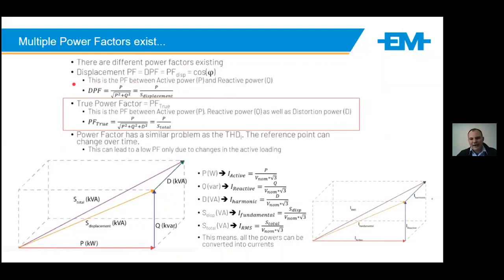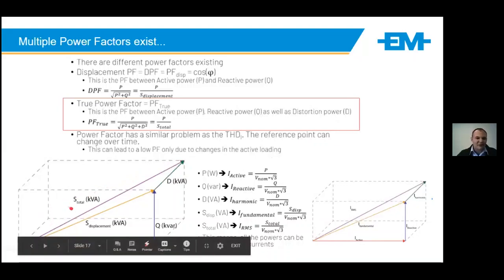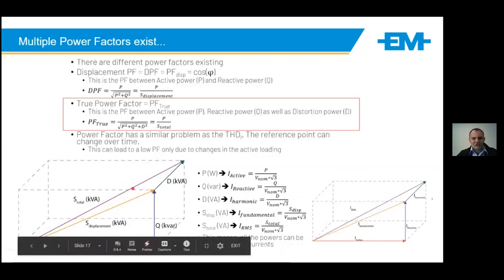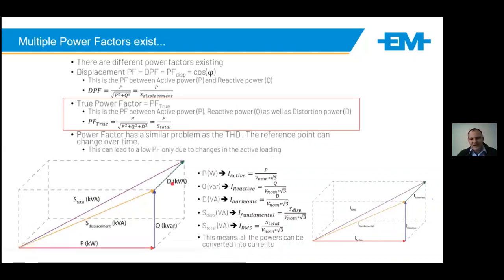In our world, and evermore as the invention of electronics continues, true power factor is between active power, reactive power, and distorted power. So I take you to a modified power triangle where we've got the S kVA, which would be your IRMS, your total current, your true current. You've got your displacement kVA, which is your fundamental. And we've got what we call, in this case, the harmonic current.